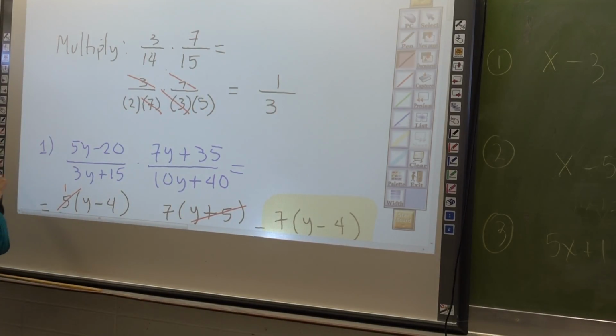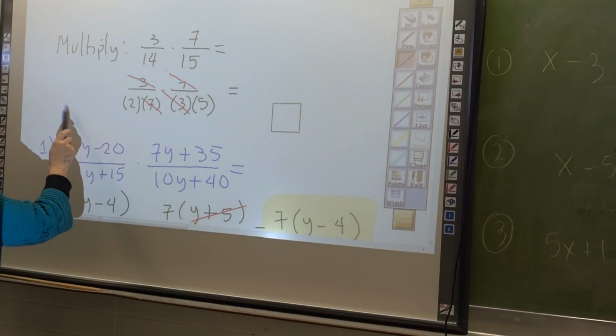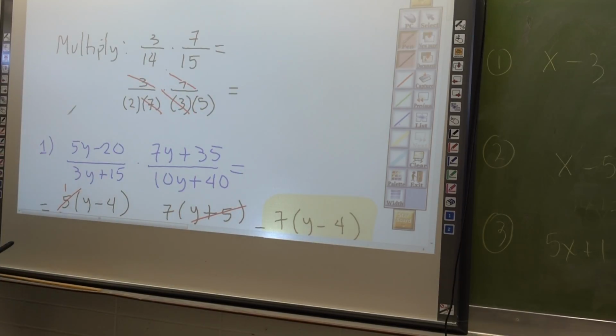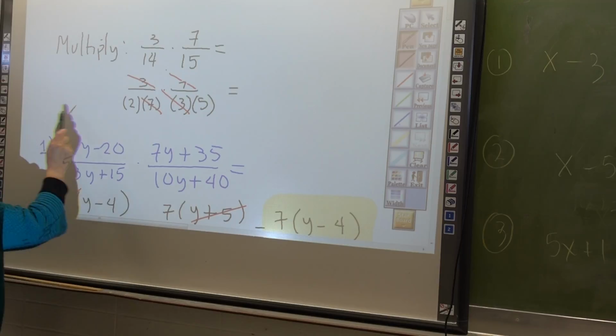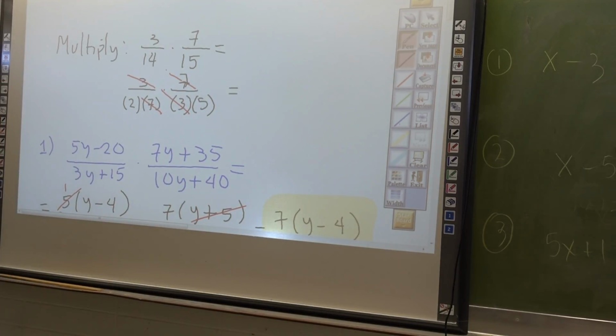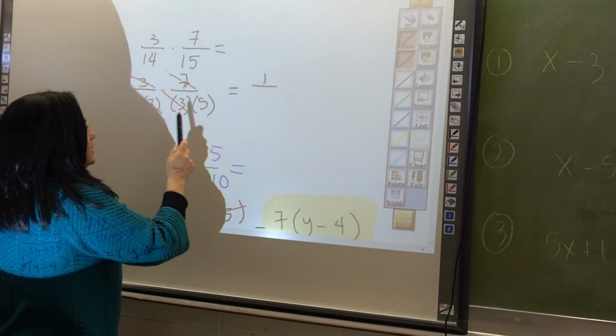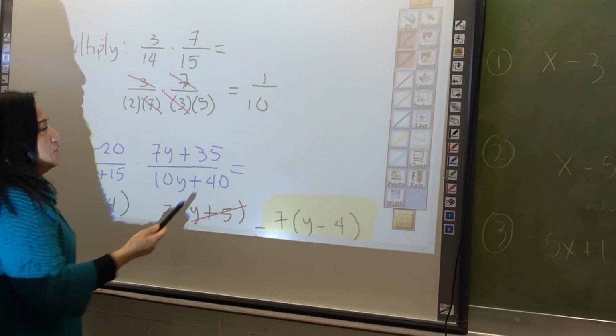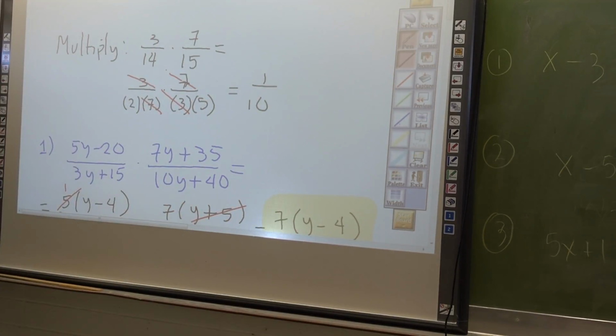Okay, so I said multiply whatever is left, which in this case is the 1 on top. 2 times 5 is 10. The process is exactly the same. Now, the strategy for factorization is what is different.